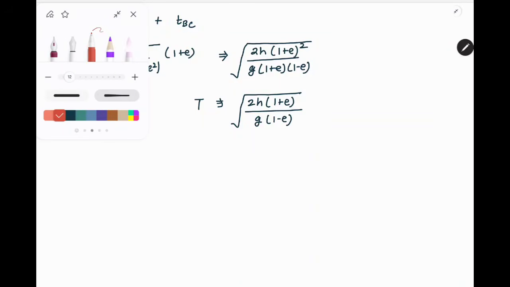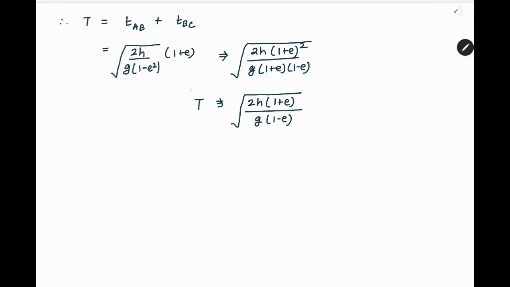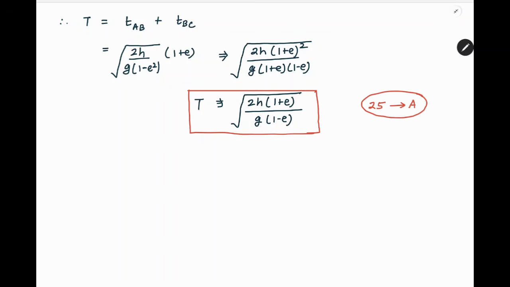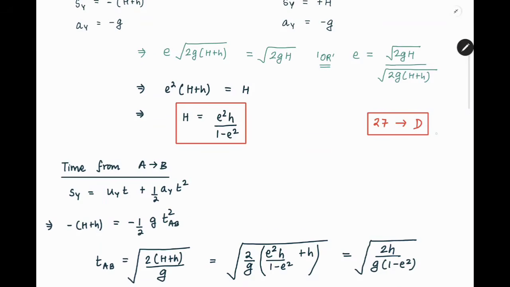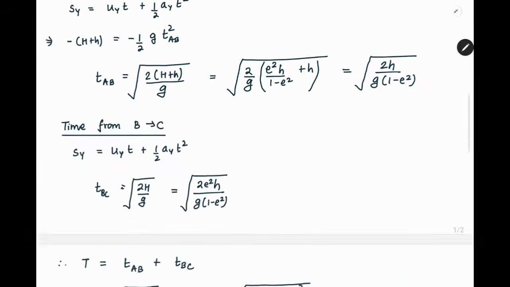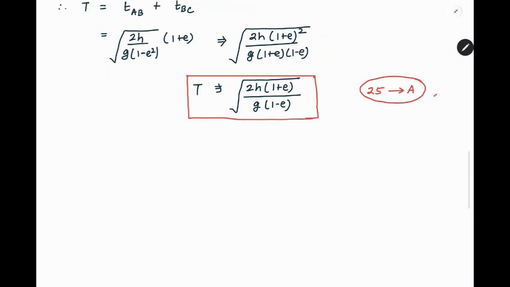So for problem number 25 we can say that it is matching with option A. For 27 it was matching with D, and for 25 it is matching with option A.